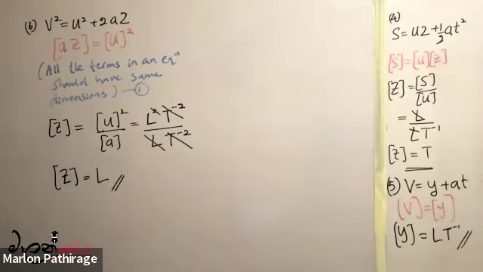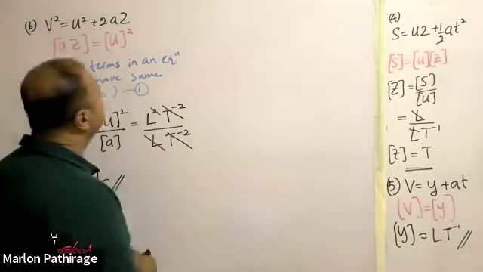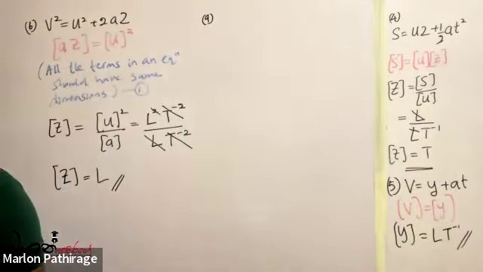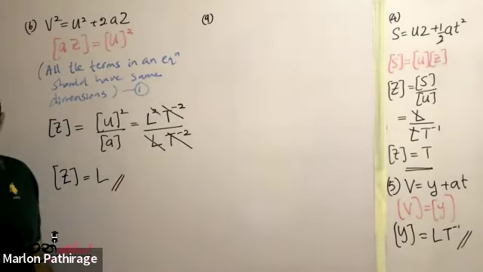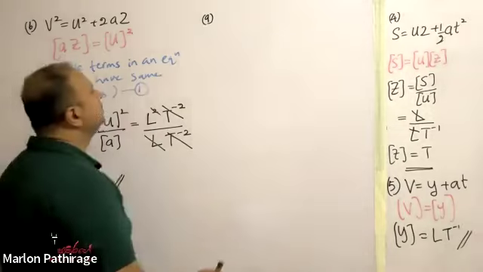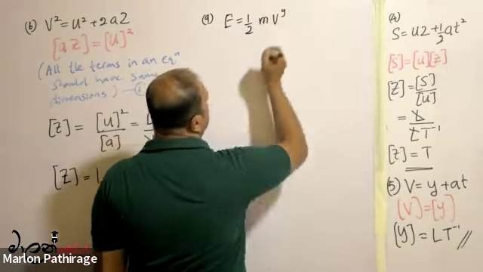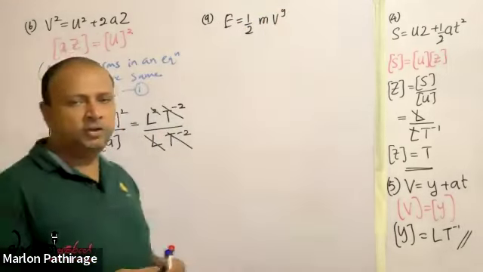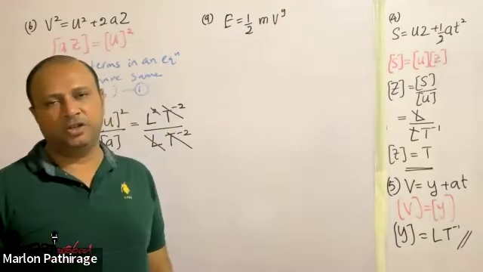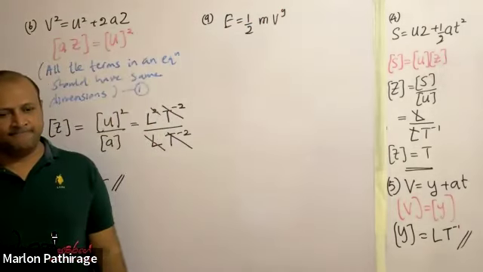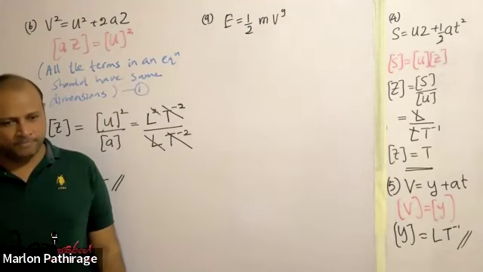Okay, ninth one. Ninth and tenth one. E equals half m v to the power y. You need to determine the dimension of y. What is the dimension of y? What would be the argument? All terms in an equation should have the same dimension.